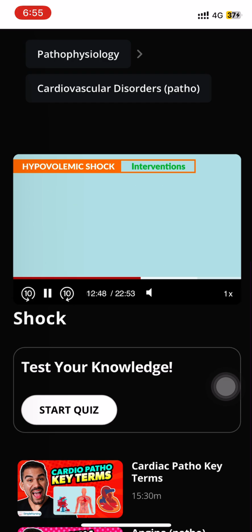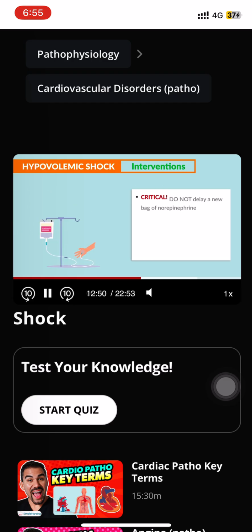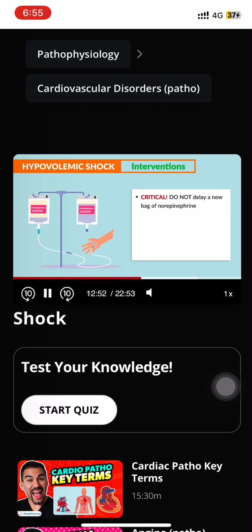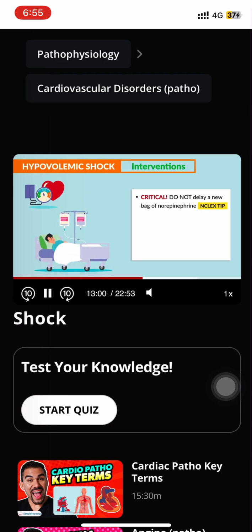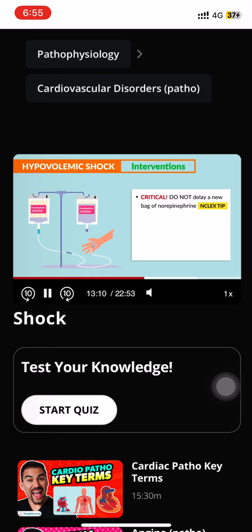Now another key point here. This one's really critical. Do not delay a new bag of norepinephrine when the first bag is almost done. Huge NCLEX tip. Even if the client is showing signs of improvement with stabilized blood pressure, this is expected initially, but it won't last long term. So remember, do not delay a new bag of norepinephrine when the first one's almost done.